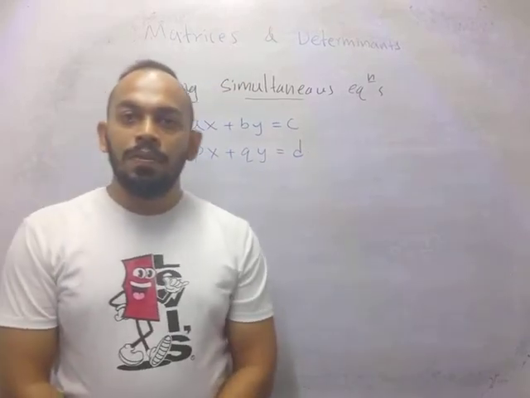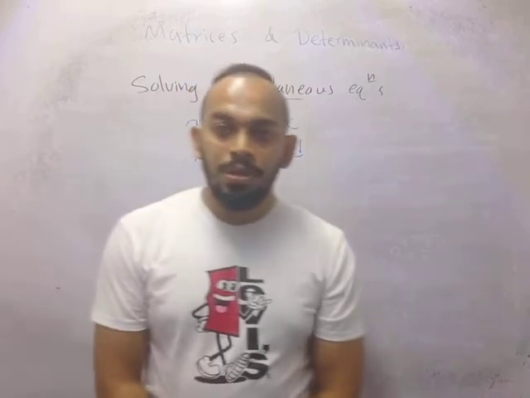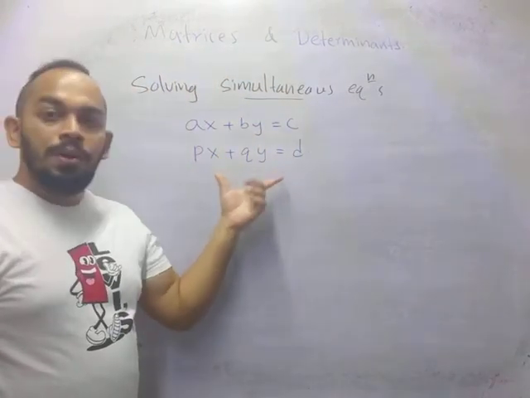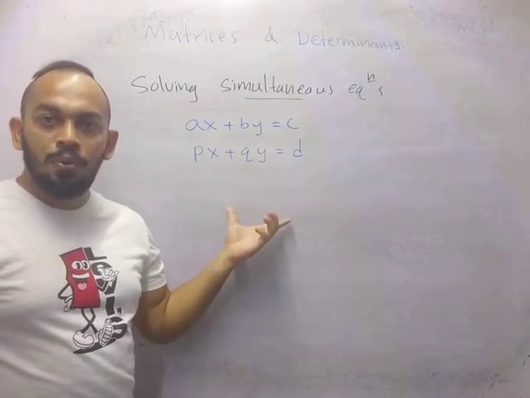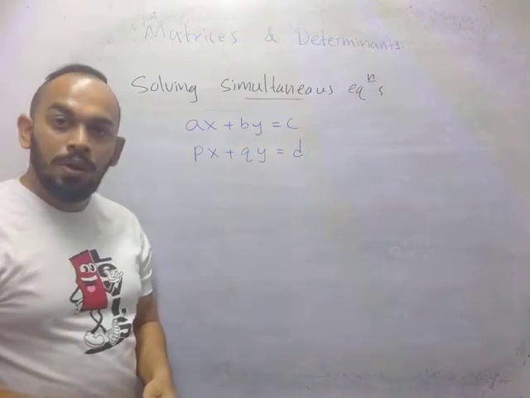So this is the final video under this lecture series, solving simultaneous equations using matrices. Now, given two simultaneous equations, we can write this in matrix form, right? So, as a matrix equation, how are we going to do it?